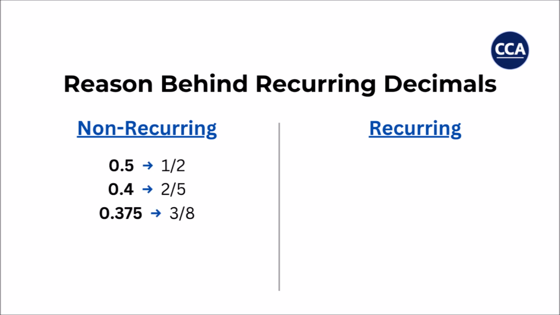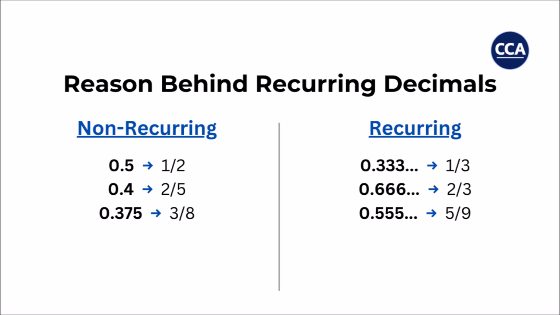Like, 0.5 is 1 over 2. 0.4 is 2 over 5. 0.375 is 3 over 8. On the other hand, 0.33333 repeating is 1 over 3. 0.66666 repeating is 2 over 3. 0.55555 repeating is 5 over 9. If you look closely at these fractions, you will notice something interesting.